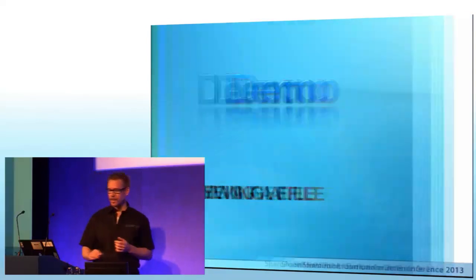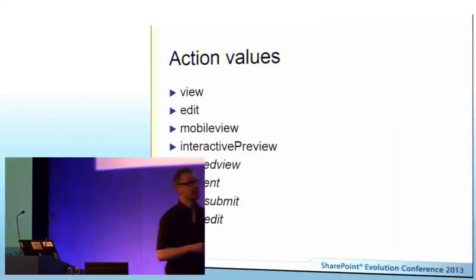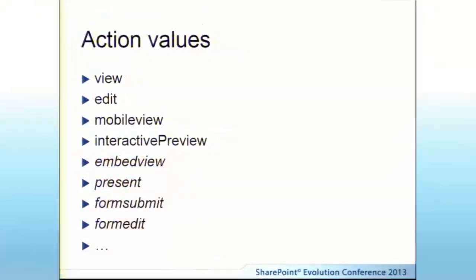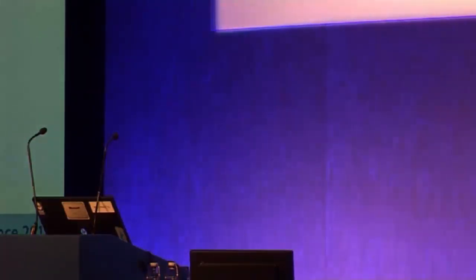And first of all, the action values. There's tons of action values. I think it's about 20 of them or something like that. But SharePoint only uses view, edit, mobile view, and interactive preview. The rest of them are made for, as you can see here, we have a couple of legacy action values, and that's used for PowerPoint broadcasting with Lync, for instance. There are a couple of interesting ones that I don't know what they will do, but I have my own thoughts about that. The SharePoint team might do something interesting with them, like form submit and form edit.